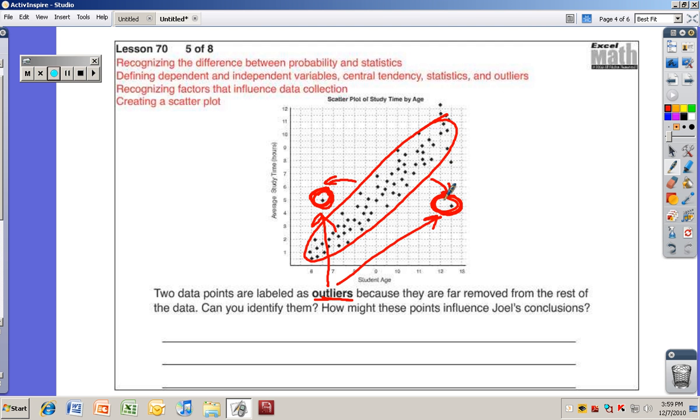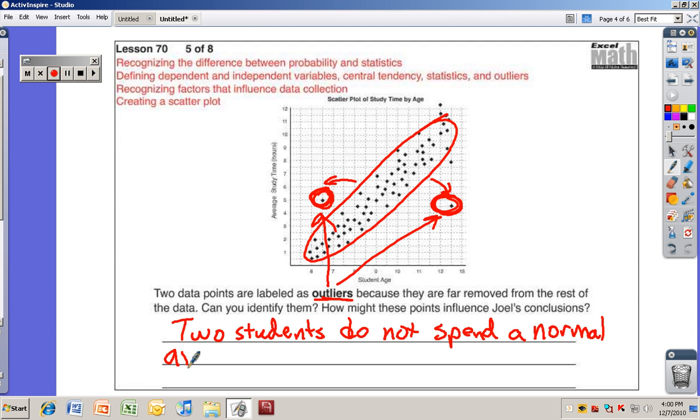Okay, these 2 outliers tell him that he has 2 students who do not spend a normal amount of time studying. You see, these two people here are outside of the normal range. The normal range is right in here.